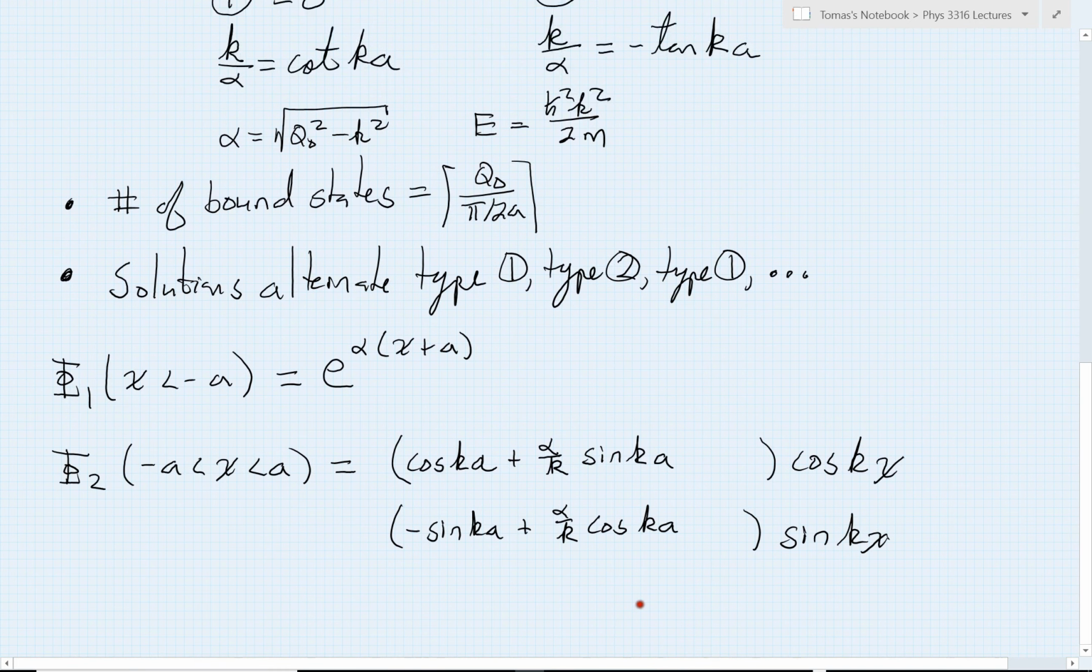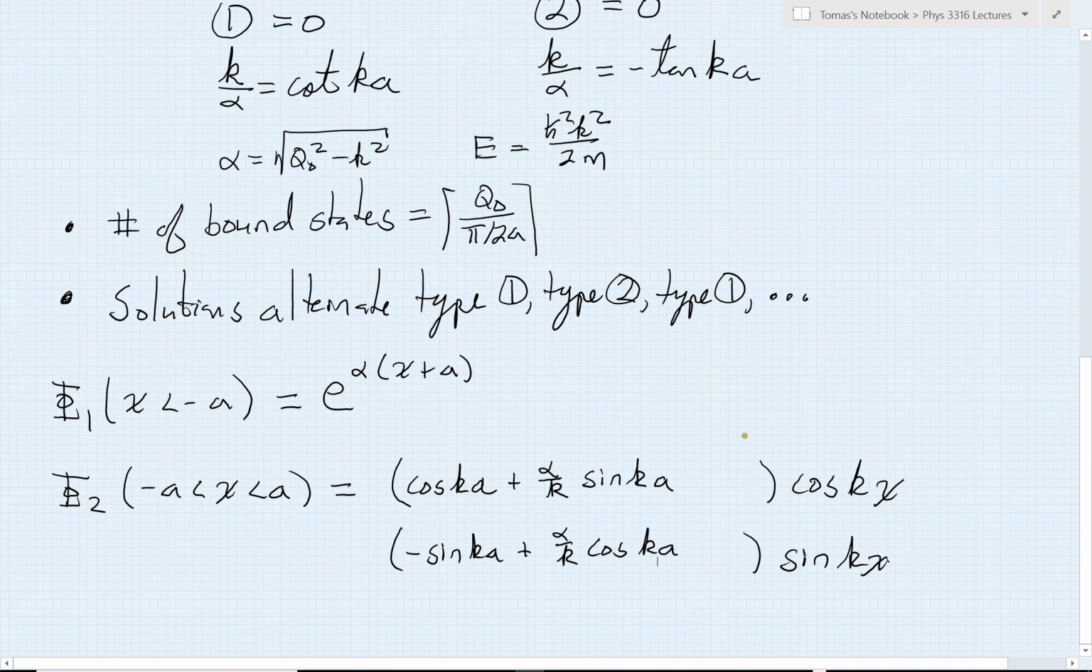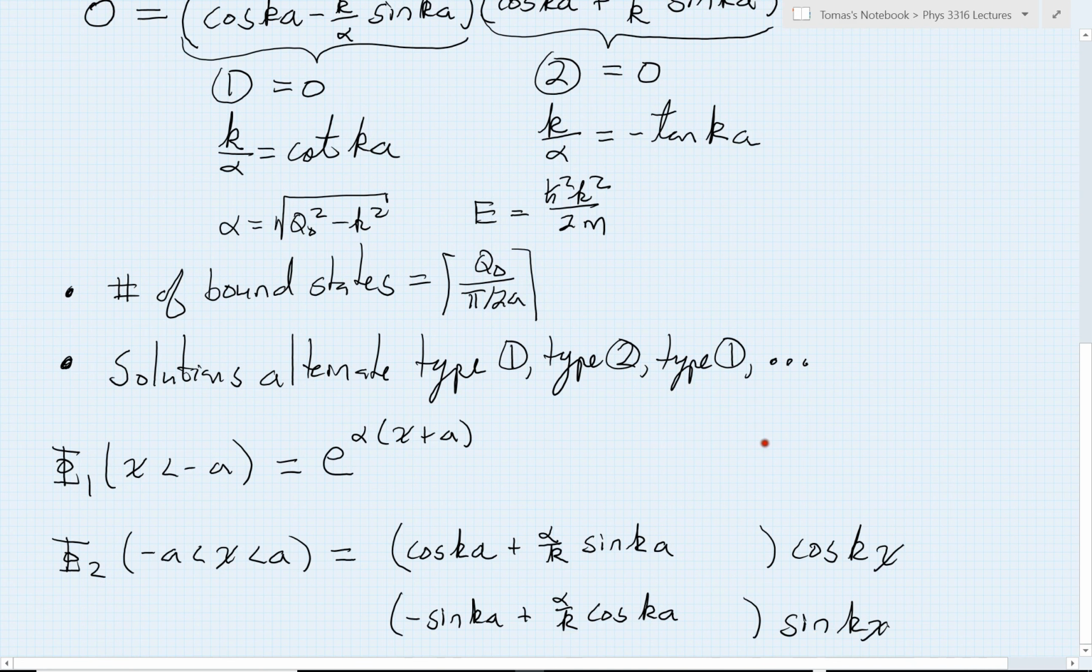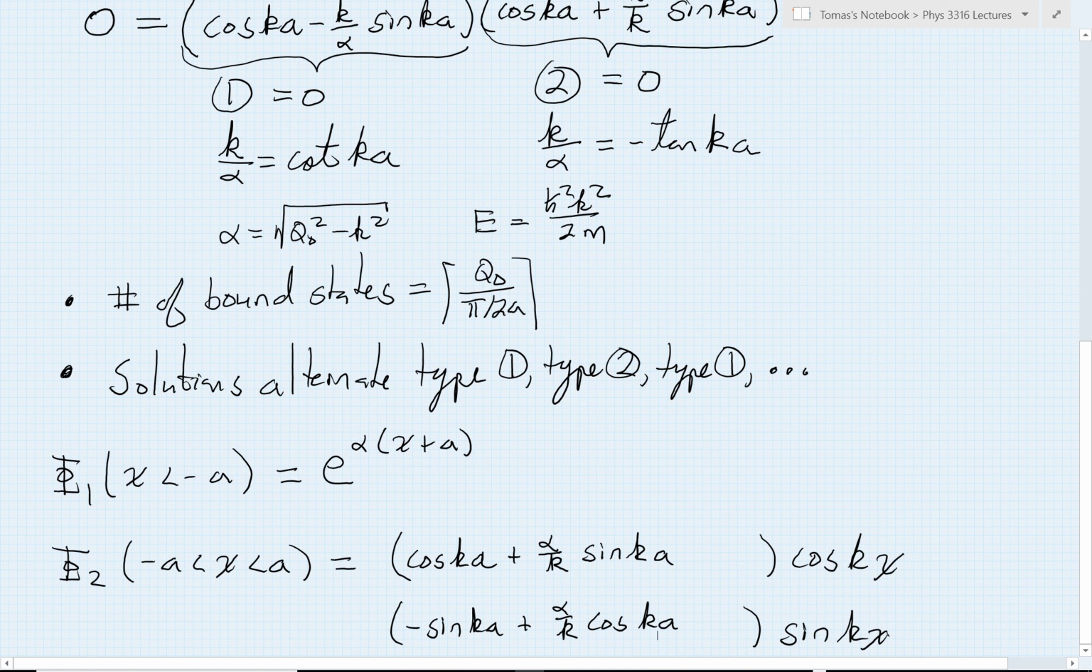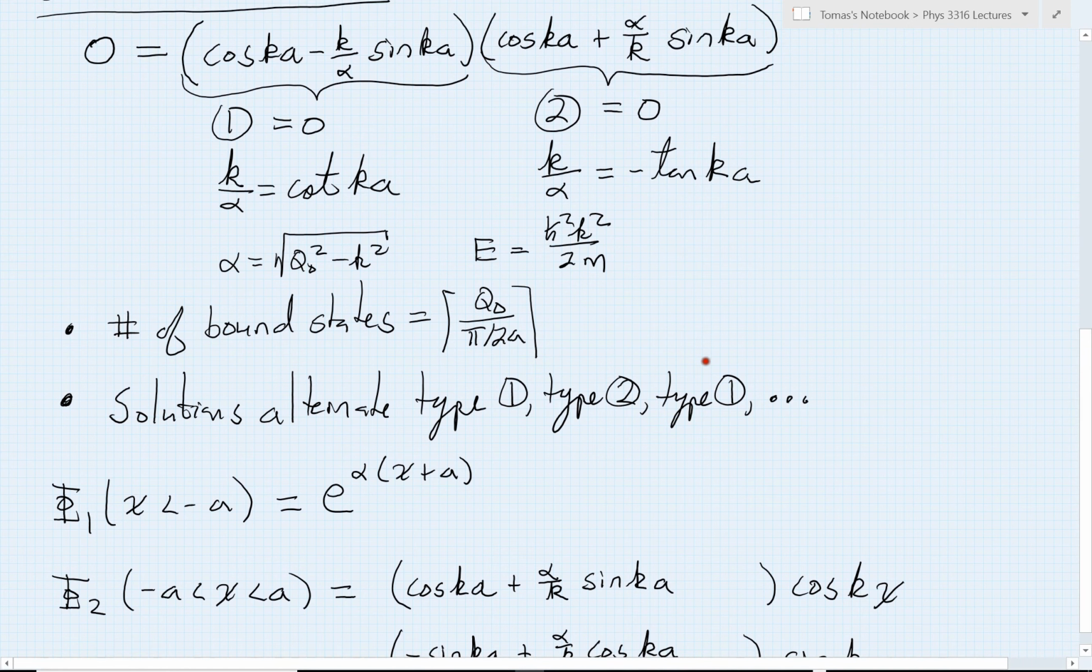Now what I'd like to do is to see if there's anything special that happens to these factors in light of the particular values of k that apply for my bound states. And when I look at these terms, I notice there's something very familiar going on here. Notice this type 2 term in a type 2 solution, this term is 0.